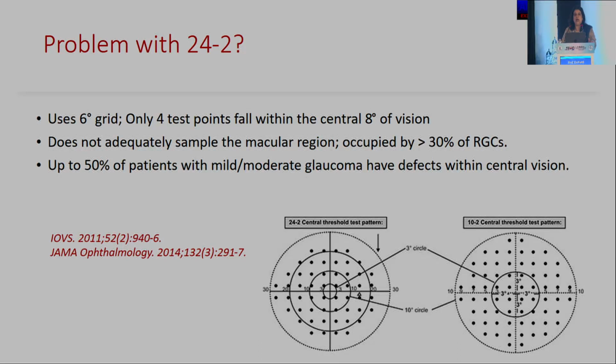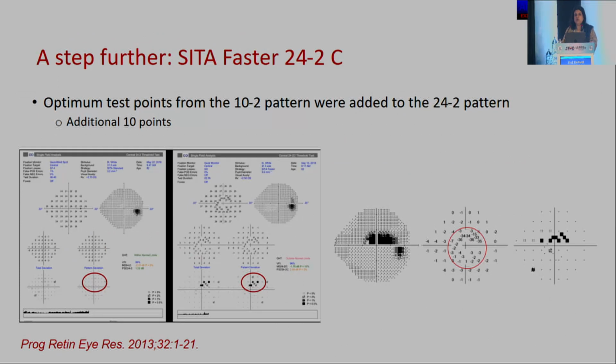of vision, and it does not adequately sample the macular region, which is occupied by more than 30% of retinal ganglion cells. And we know that even in patients with mild disease, there are several defects in the central vision. So going a step further, we have SITA Faster 24-2C, which has optimum test points from the 10-2 pattern, which were added to the 24-2 pattern. And so we now have an additional 10 points which focus on the center and help you pick up the disease at a much earlier level.